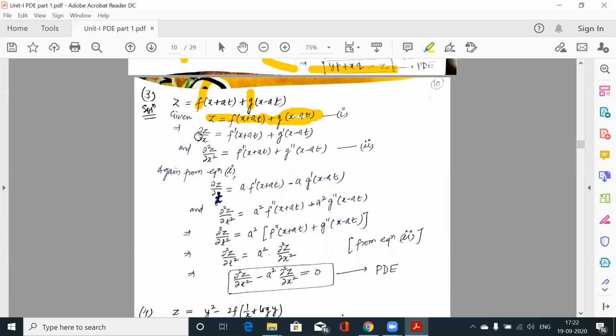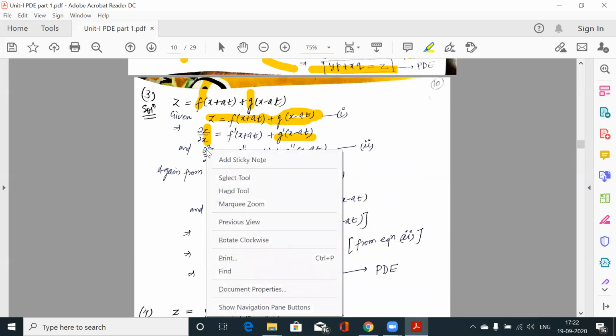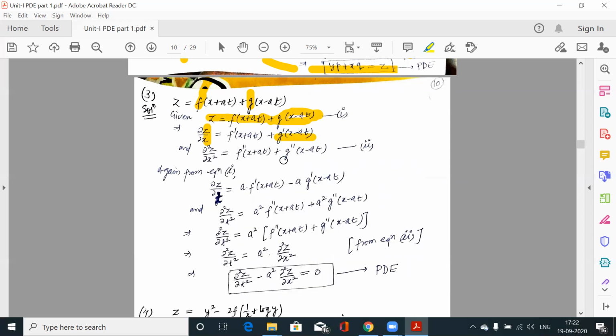So first we calculate the first order derivative. Differentiating with respect to x, del z over del x is equal to f dash (x + at) plus g dash (x - at), because the argument is x + at, so the differentiation is 1 with respect to x. Again for x - at, the argument differentiation is again 1. Next, because we need to go on to the second order derivatives or higher order derivatives, I just calculated it here also.